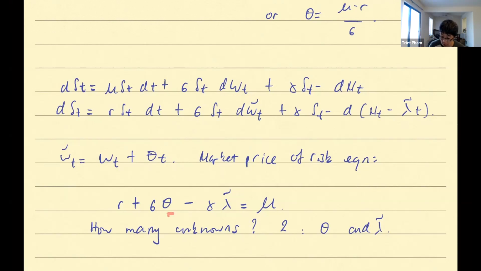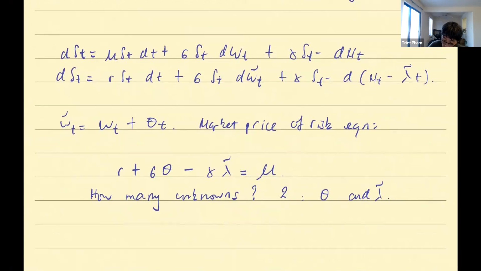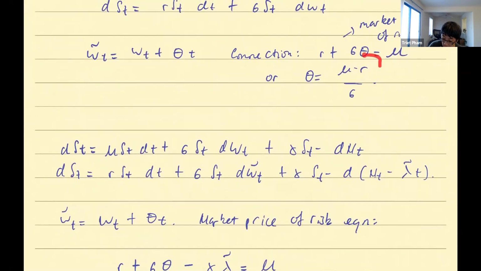So that's exactly this new drift. And let me show you. Suppose that you cancel the Brownian motion component. You don't care for this. When sigma equals 0, what does this equation become? It becomes r minus gamma lambda tilde equals mu, or lambda tilde is mu minus r over gamma. That's exactly the same as your market price of risk in the other case.